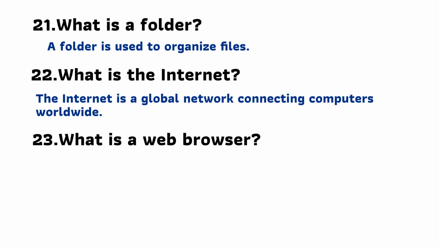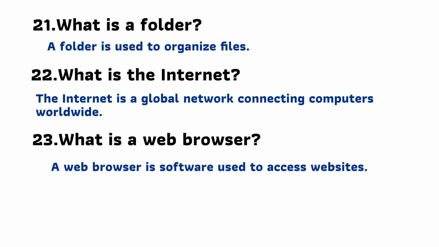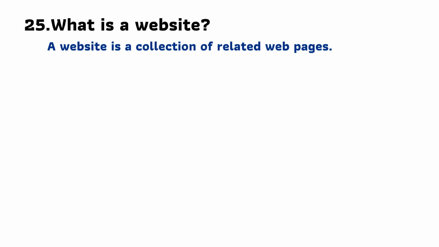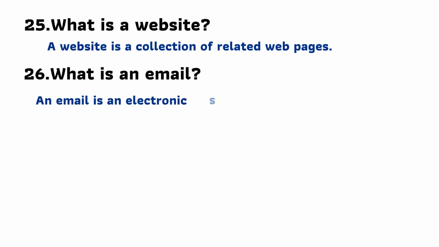What is a web browser? A web browser is software used to access websites. Name one web browser. Google Chrome is a popular web browser. What is a website? A website is a collection of related web pages. What is an email? An email is an electronic message sent over the internet.